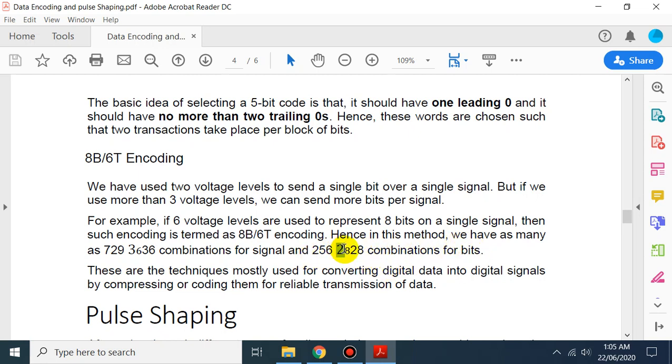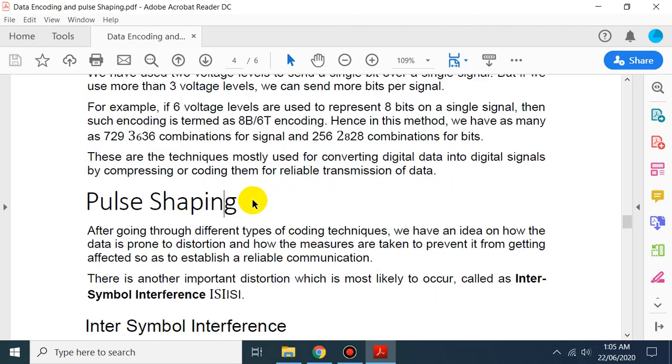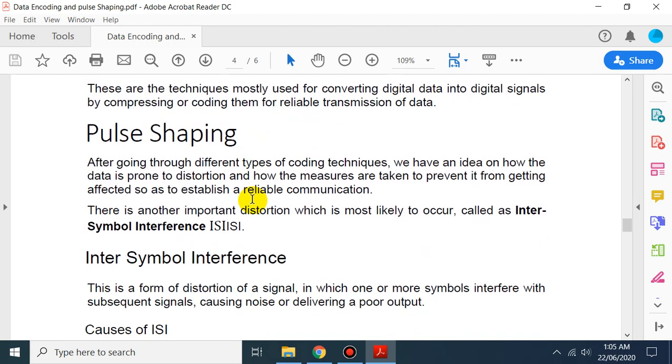This is 2 raised to the power 8 here. This is 3 raised to the power 6 here. These are the techniques most commonly used for converting digital data into digital signaling by compressing or encoding them for reliable transmission of signals here. Now we're going to discuss another thing in today's lecture, that is called pulse shaping.